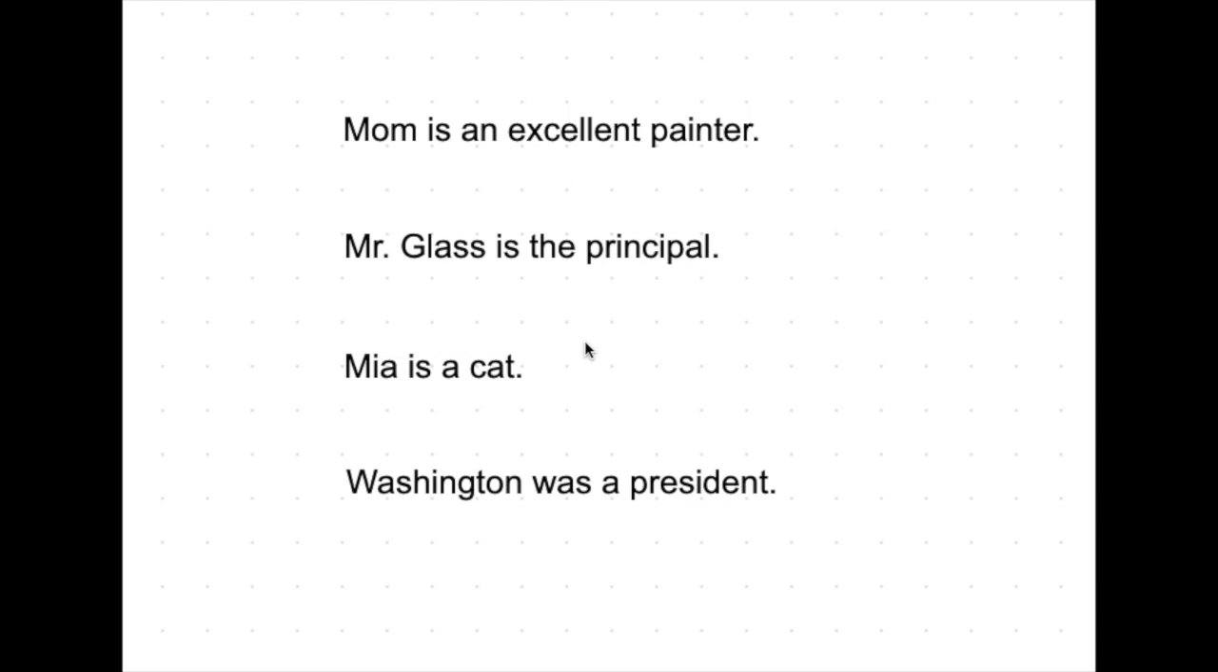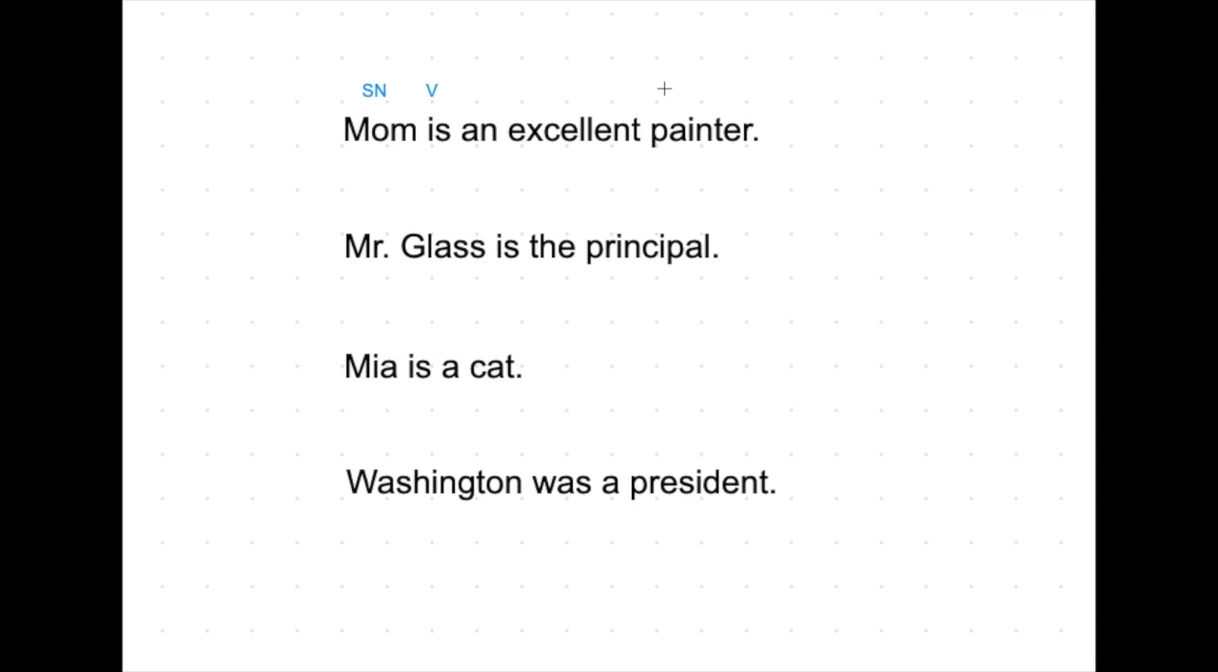The first sentence says, Mom is an excellent painter. Who is an excellent painter? Mom, subject noun. What is being said about mom? Mom is. Is a verb. Don't forget that. Say that to yourself 5 times. Is a verb. Sometimes people forget it because it's just a little tiny verb, but it's an important one. Is a verb. Mom is what?